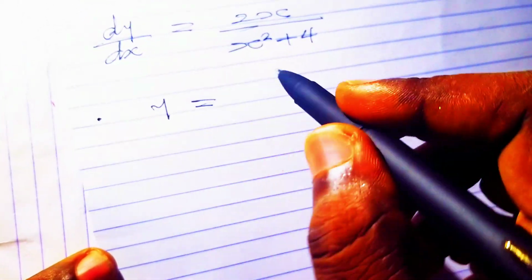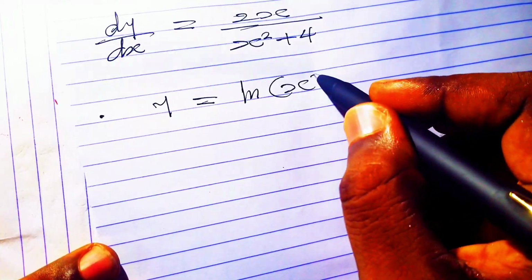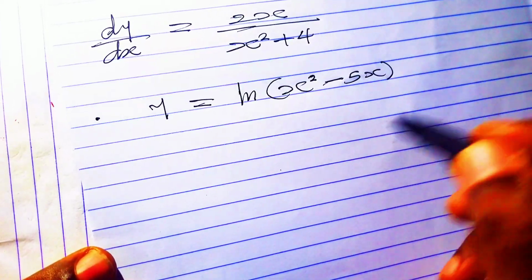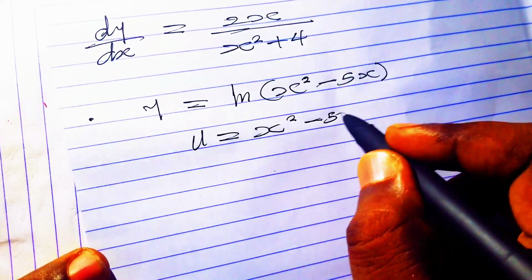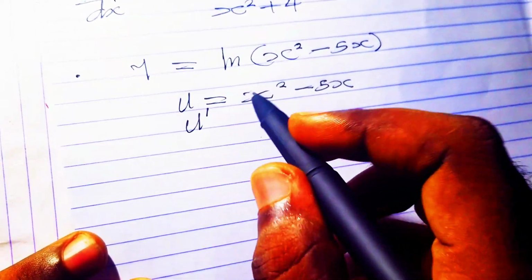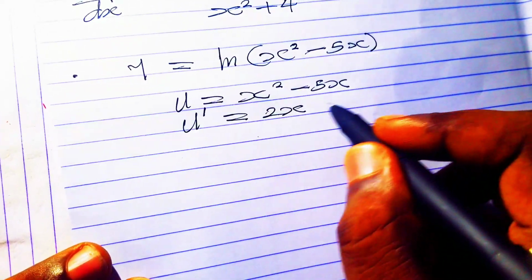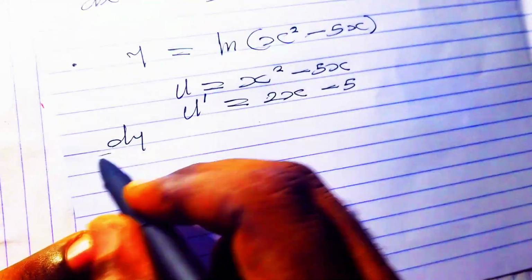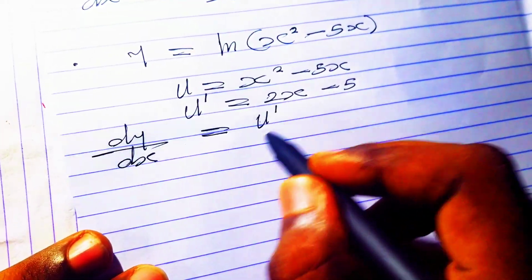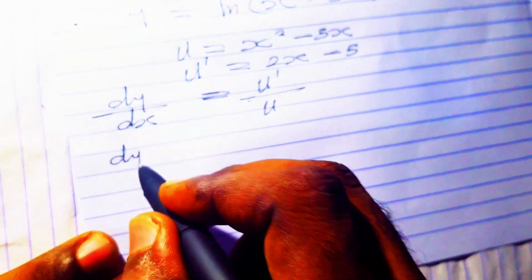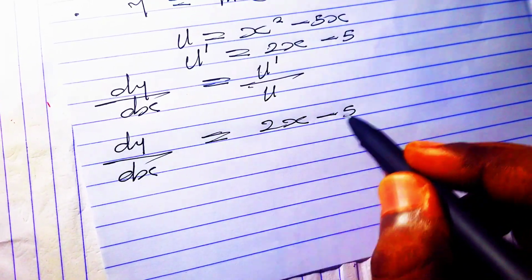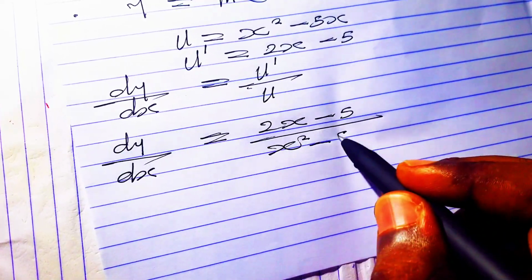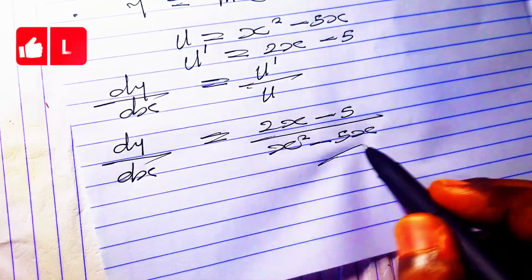Let's take a look at another example. Here, y equals ln(x squared minus 5x). So we have to find dy/dx. In this case, our u is going to be x squared minus 5x. So the derivative of u is going to be 2x minus 5. And therefore, don't forget the concept of dy/dx equals u prime divided by u. In this case, dy/dx equals u prime itself, 2x minus 5, over u, which is x squared minus 5x. So that is the answer to such a question.